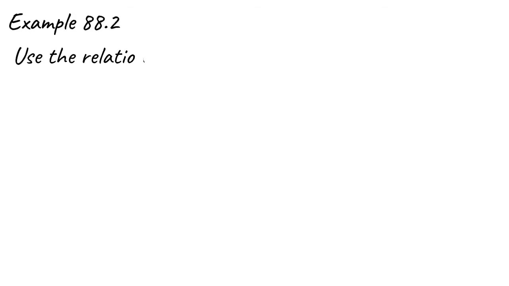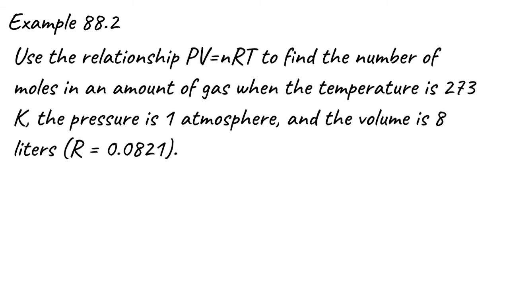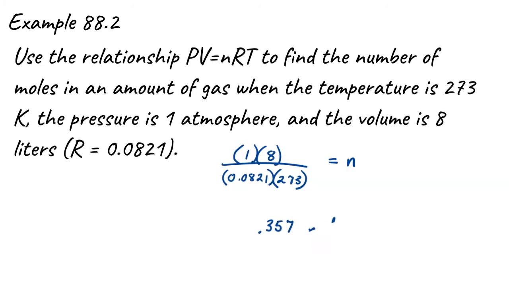Once we have our manipulated formula, we can drop in the values for each of the things that was given, the temperature, the pressure, the volume, and our constant. And then we can actually just whip out our calculator and perform the calculations, and we find out that the number of moles is going to be 0.357 moles.